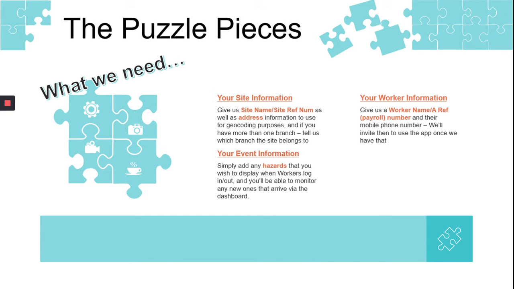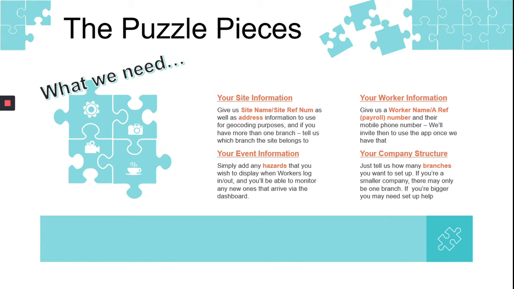Once we have that, any events, which generally are things like hazards that you wish to be displayed, we can import that information as well. If you're not using that, that's fine, we don't need that. And we need to understand the company structure, how many branches you have. If it's just a single organisation, then there won't be any extra branches, but if there's more than one, you might need some help to set that up.